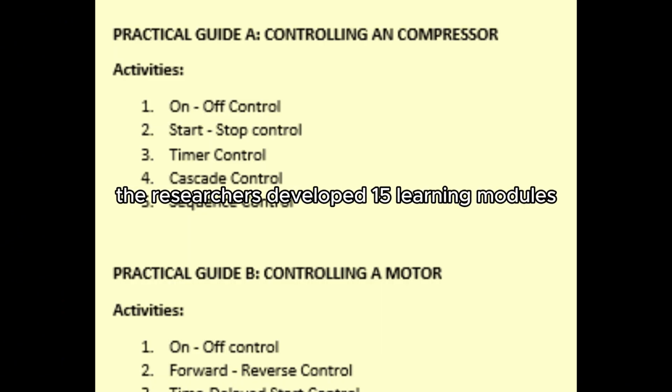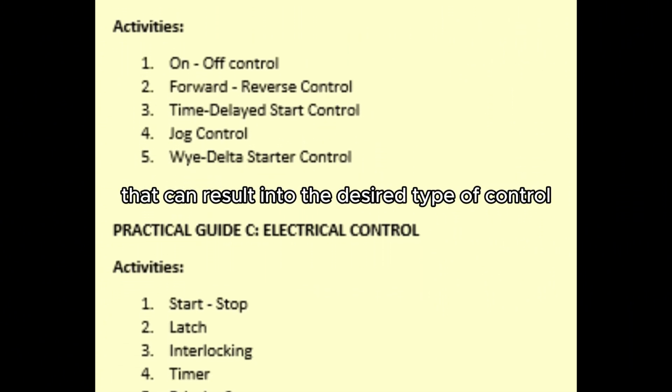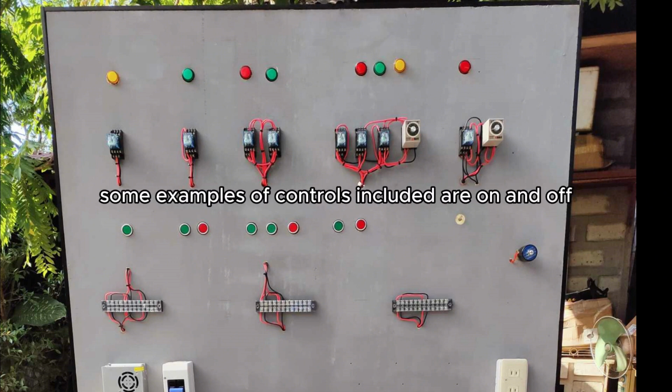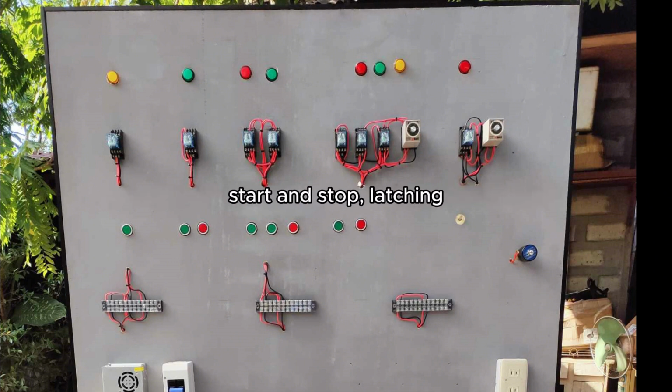Board Relay Module for Engineering Students and Faculty. The researchers developed 15 learning modules, which consist of different wiring combinations that can result in the desired type of control. Some examples of controls included are on and off, start and stop, latching, Y-delta starter, and timer. There would be a video later showcasing how these types of control work.